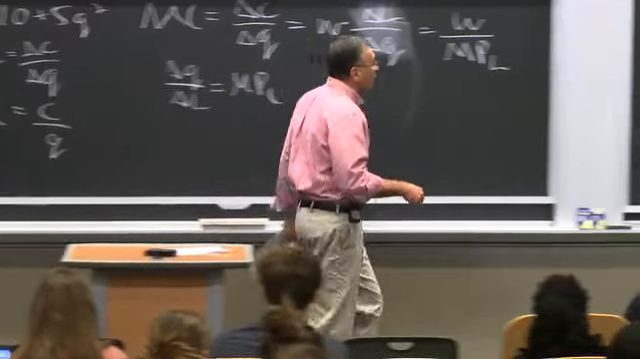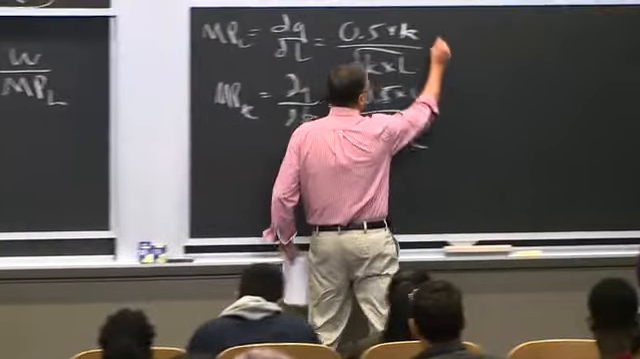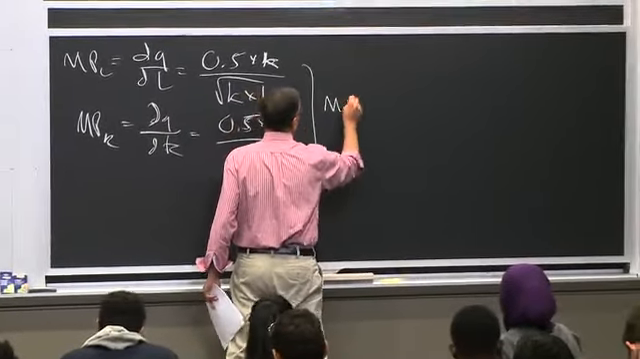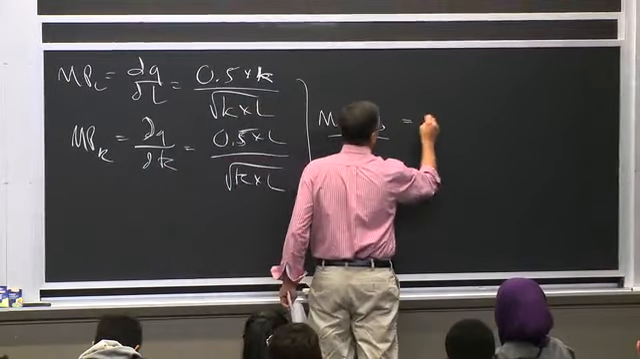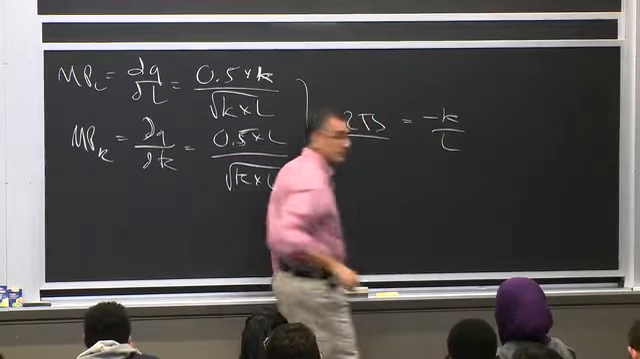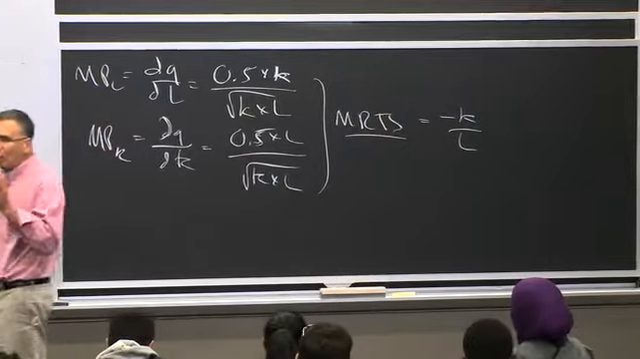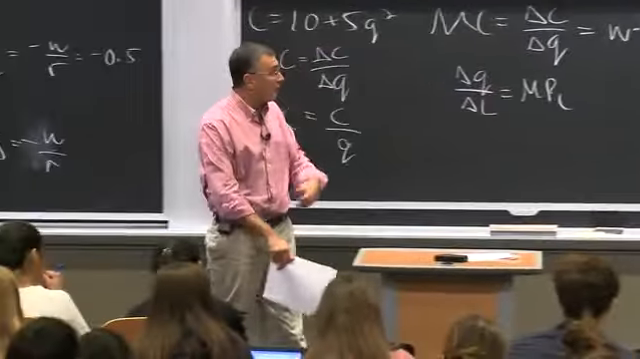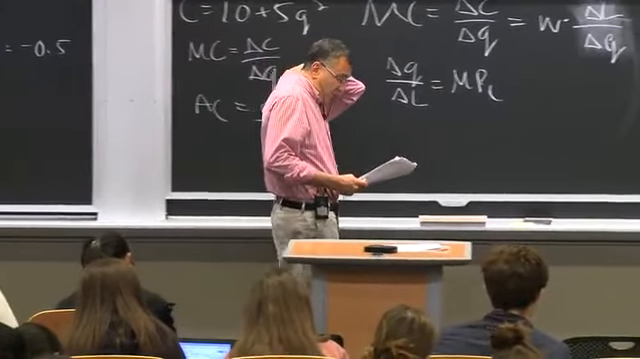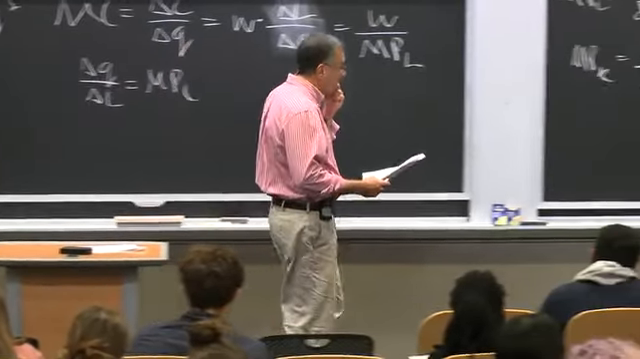So, putting these together, we know that the marginal rate of technical substitution in this example is equal to minus K over L. That's not a general formula. That's just this example. The marginal rate of technical substitution is equal to the negative of the ratio of capital to labor.